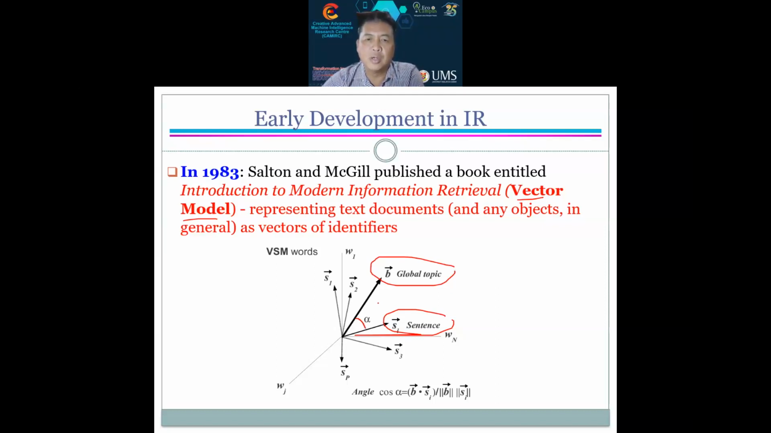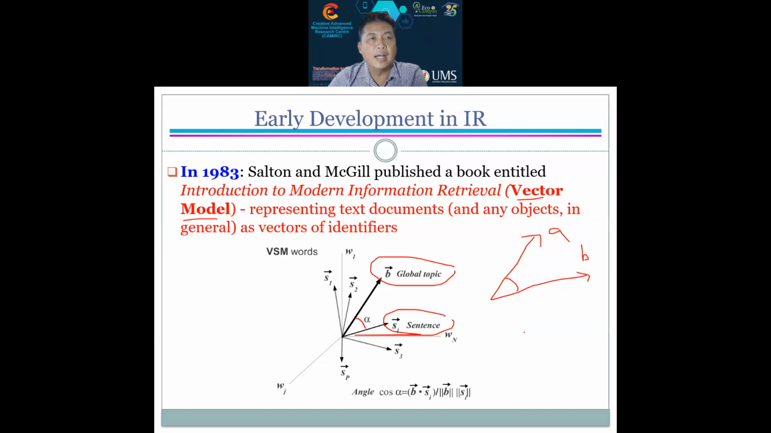So we have two documents like this. This is document A, this is document B. Our main objective is to reduce this gap so that document A and B are almost similar to each other, meaning A is relevant to B and B is relevant to A. So we will learn about the vector model as well.